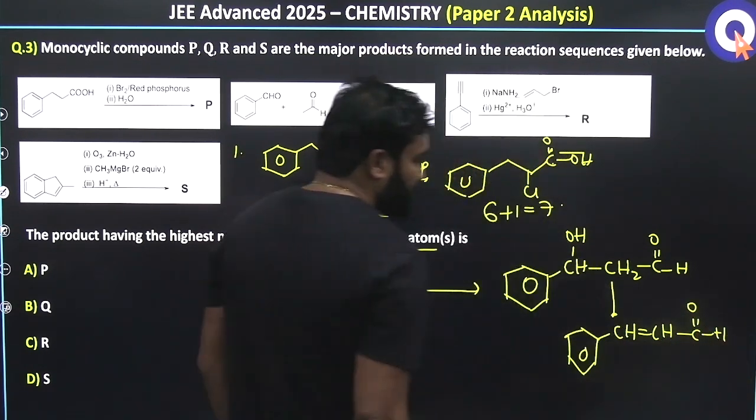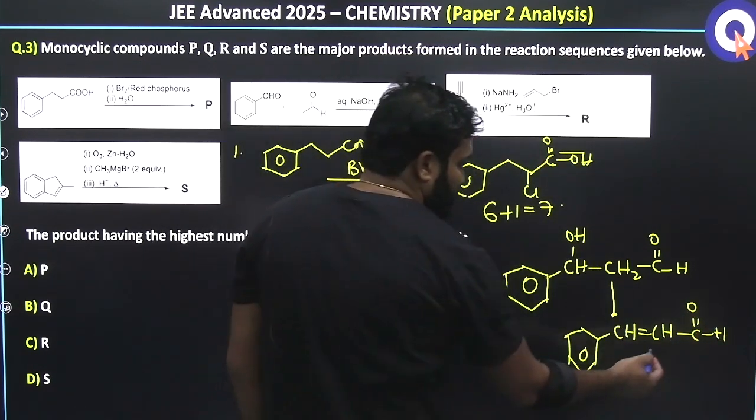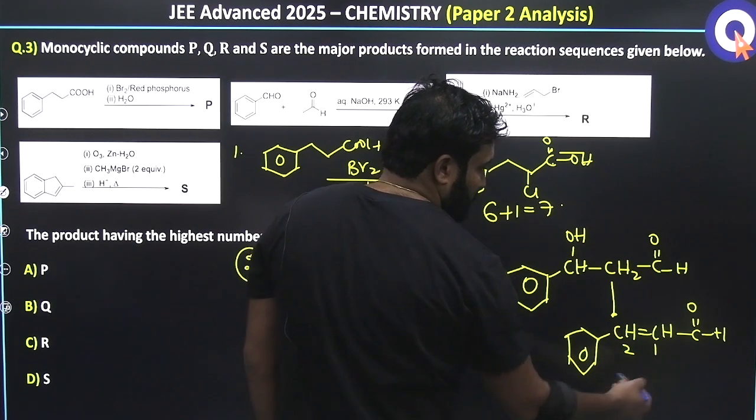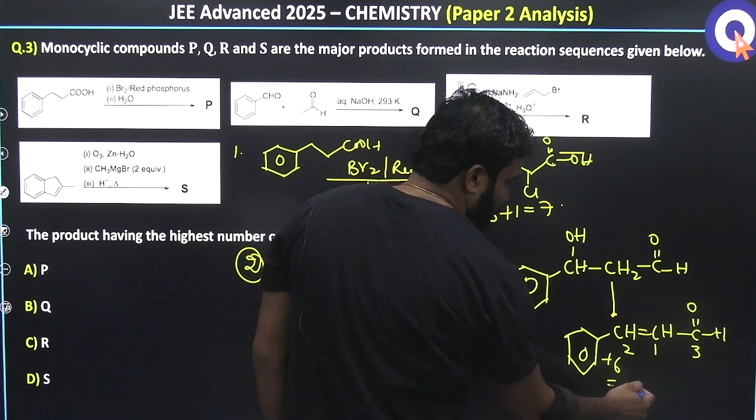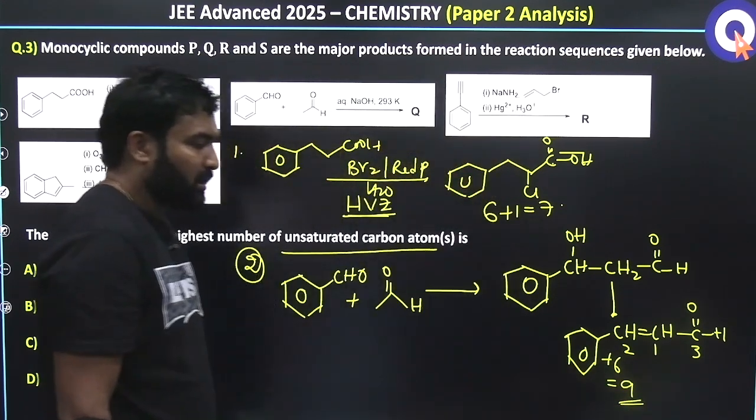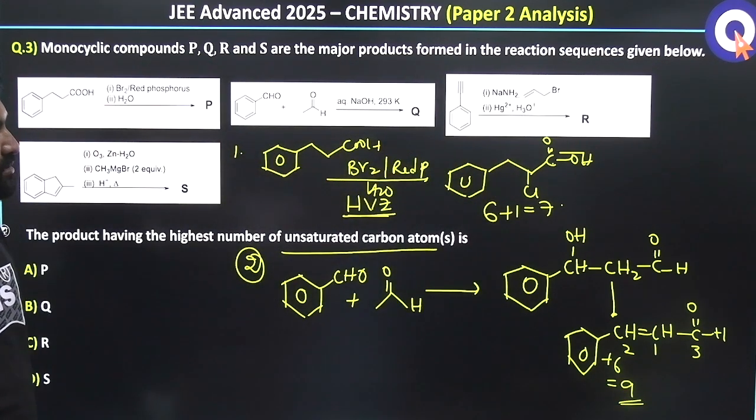So how many carbons are there? How many sp2 carbons are there? 1, 2 and here, and this is also 3. So total 3 carbons are there and here 6. So total 9 unsaturated carbons are there. 9 unsaturated carbons are there. Right? Chalo, next we will check the third one also.